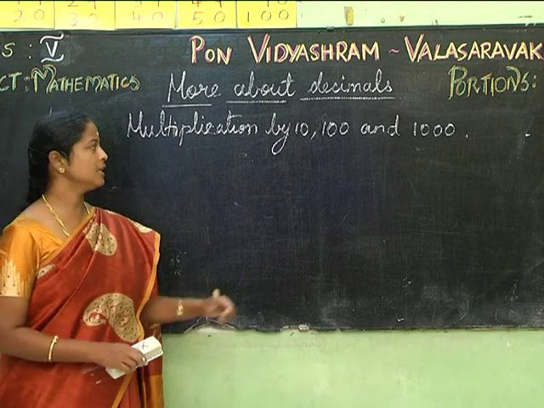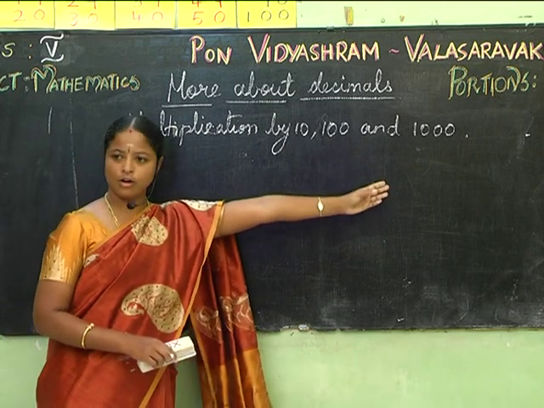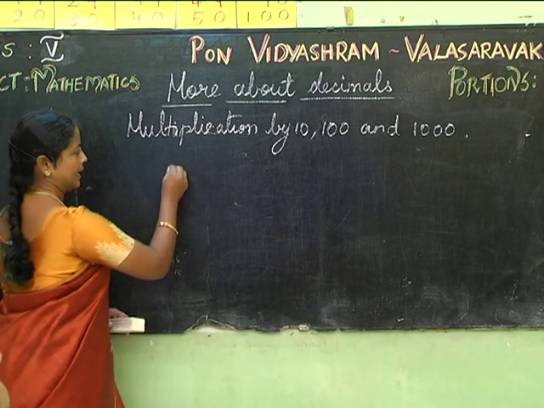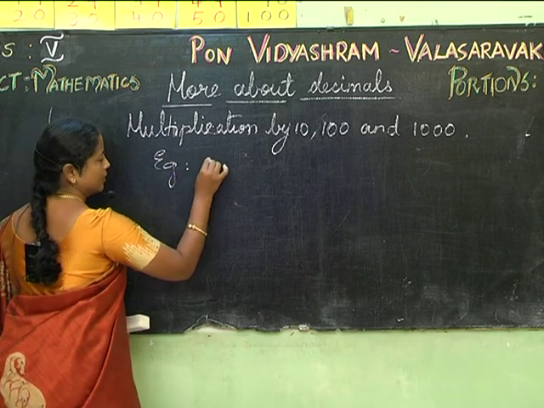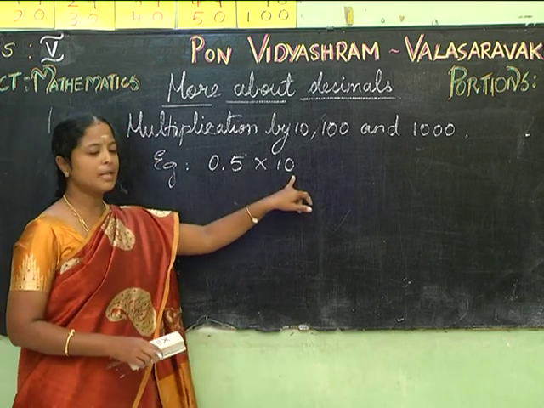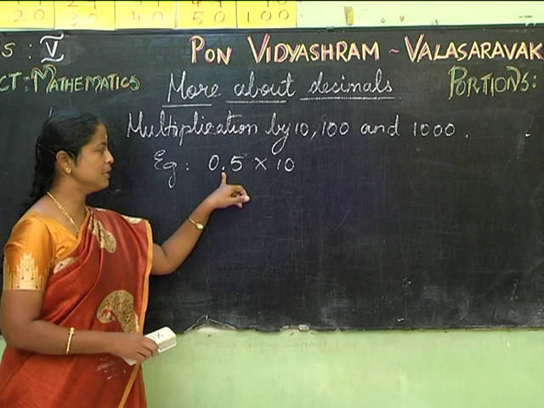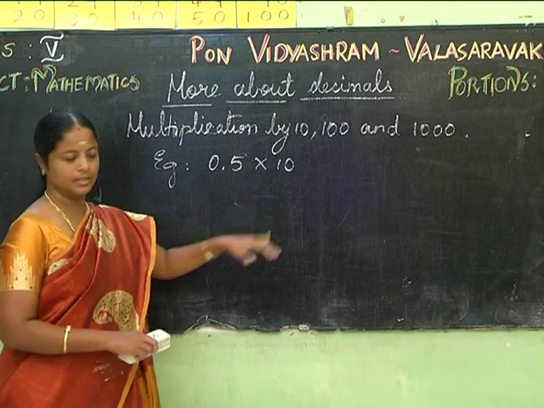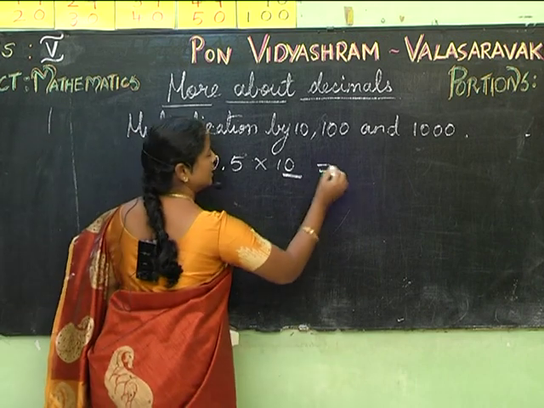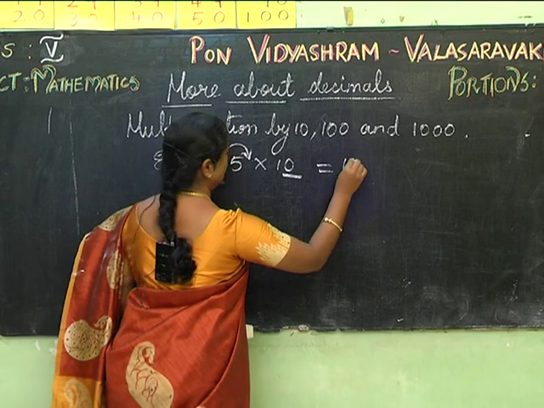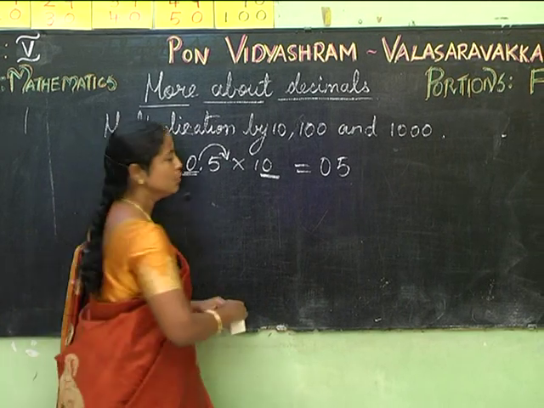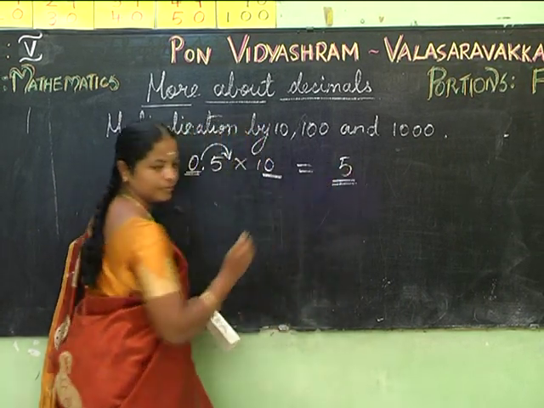Now, when a decimal number is multiplied by 10, 100 or 1000, you need not do the long multiplication. We have a short method. Example, 0.5 into 10. So, whenever you multiply by 10, we move the decimal point towards the right, one place depending on the number of zeros. So, here it will be 0, 5, and 0 before any number has no value. So the answer is 5.